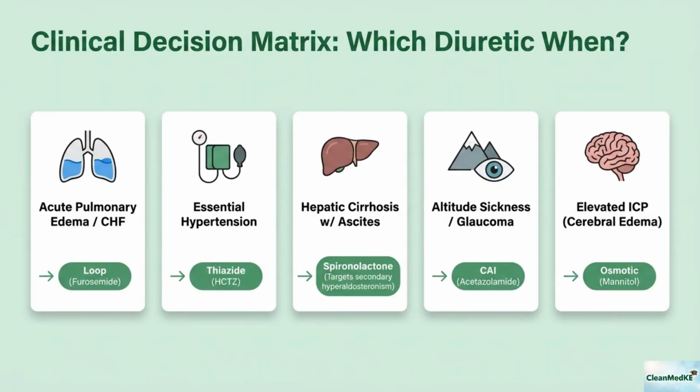To simplify your clinical decision-making, pulmonary edema/CHF, use a loop. Essential hypertension, start with a thiazide. Cirrhosis with ascites, reach for spironolactone. Altitude sickness, use a CAI. Elevated ICP, use an osmotic like Mannitol.